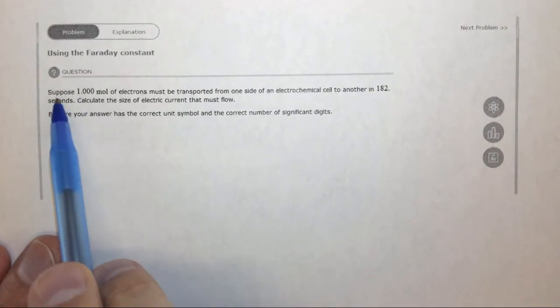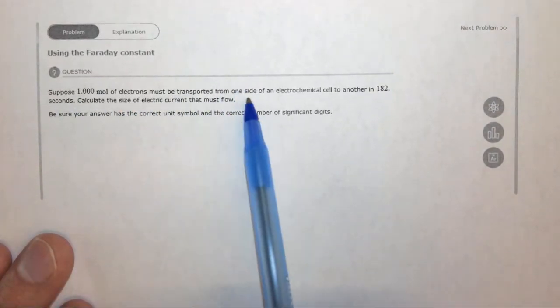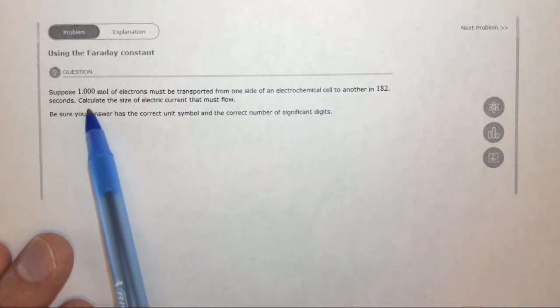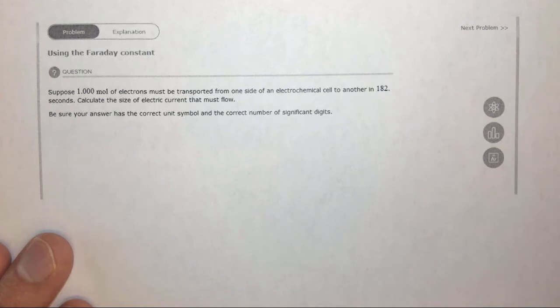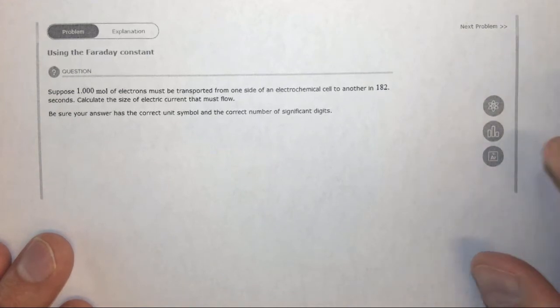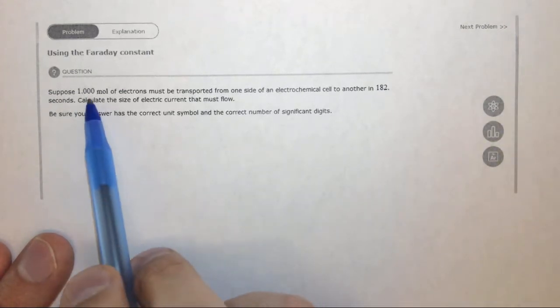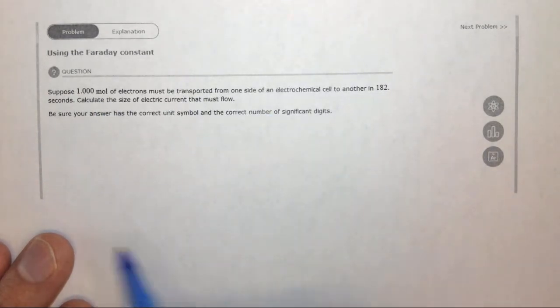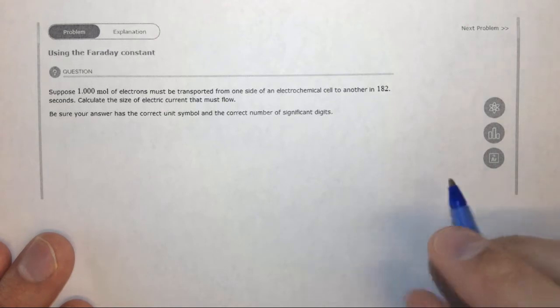So in this case it says, suppose 1 mole of electrons must be transported from one side of an electrochemical cell to another in 182 seconds. Calculate the size of the current that must flow. So we're essentially going to use the same equations, but in this case we're starting with the moles of electrons. So we're starting on the opposite end, which is why it's the same problem backwards, but it doesn't look exactly the same, so I wanted to go over it.